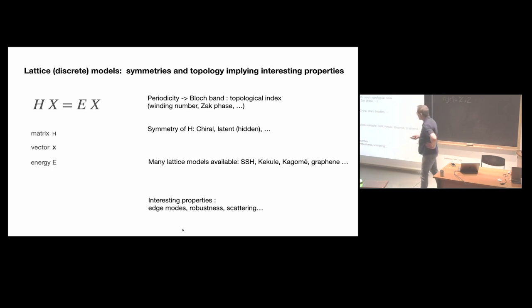And something interesting as well for us is that there are many lattice models available and just waiting for us to try to emulate them with this acoustic network. So SSH, that we will see, Kekulé, Kagome, graphene, etc. And then all that, most of the time, comes with edge modes, robustness, which is an important word in this type of activity, and some scattering property.